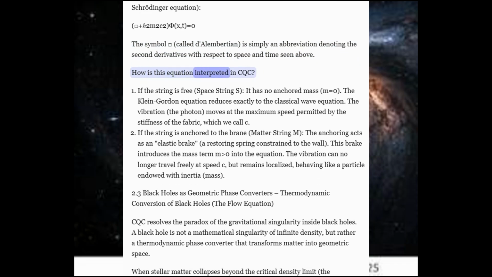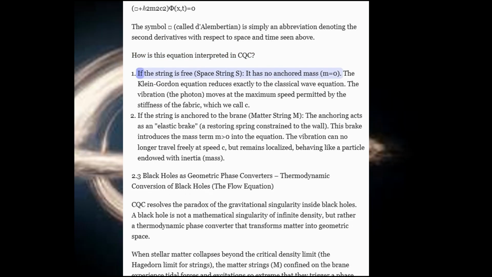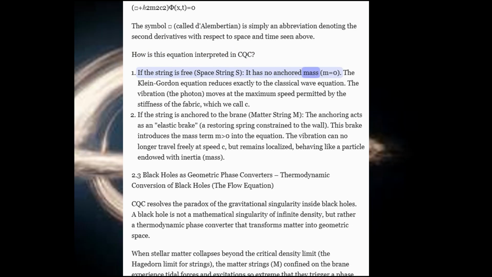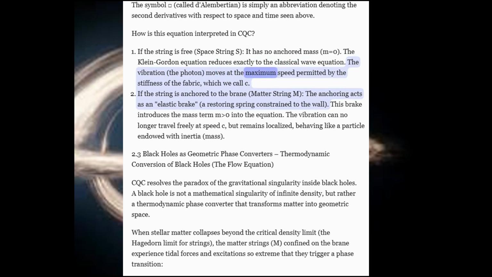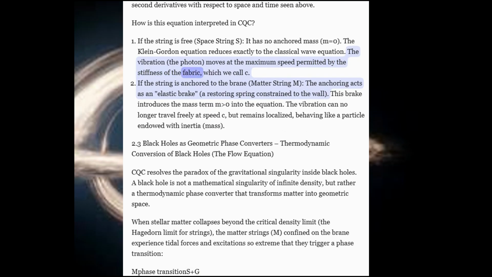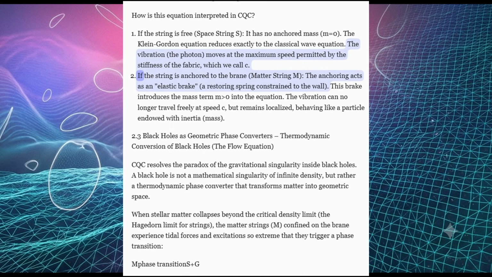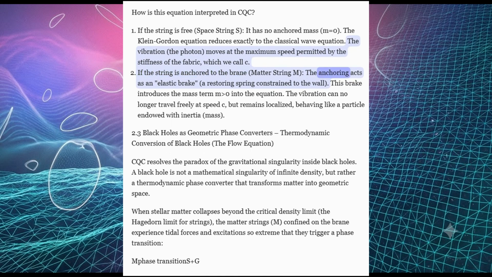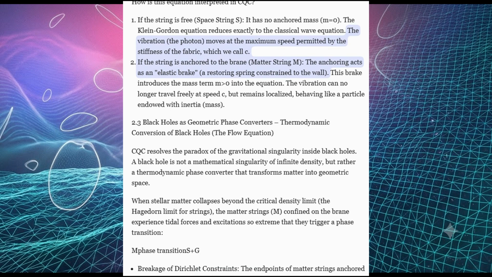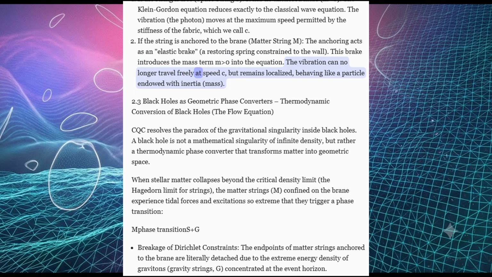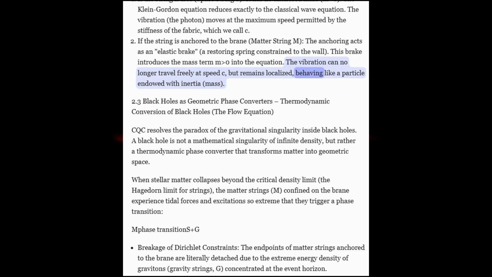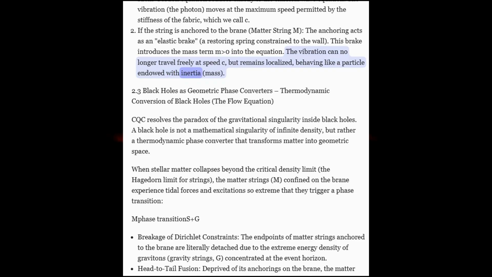How is this equation interpreted in CQC? If the string is free, it has no anchored mass. The Klein-Gordon equation reduces exactly to the classical wave equation. The vibration moves at the maximum speed permitted by the stiffness of the fabric, which we call c. If the string is anchored to the brane, the anchoring acts as an elastic brake. This brake introduces the mass term μ into the equation. The vibration can no longer travel freely at speed c, but remains localized, behaving like a particle endowed with inertia.